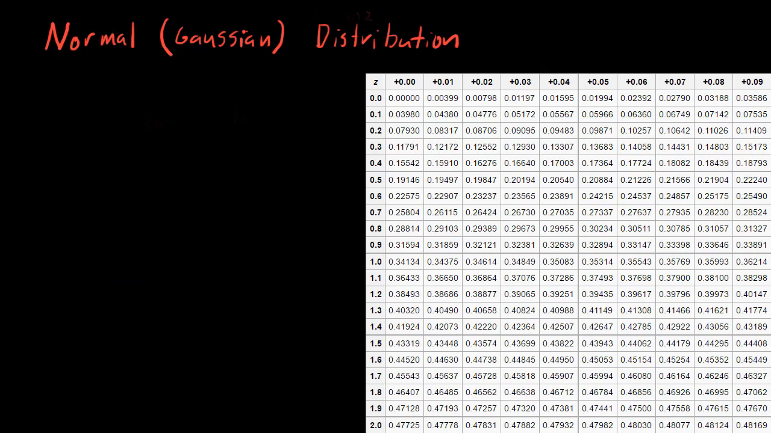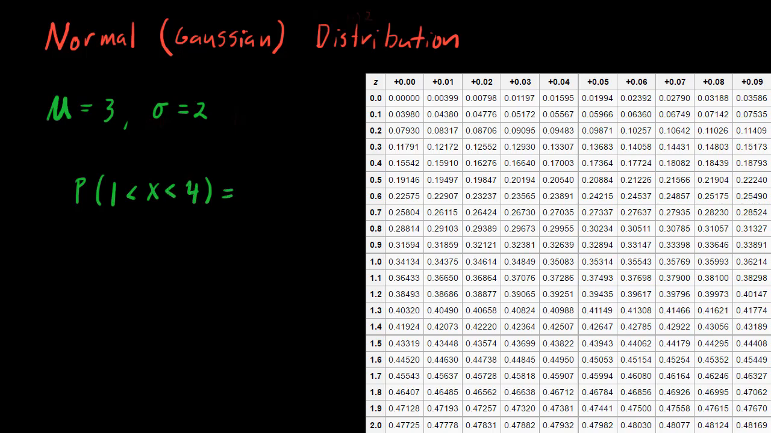So since this is pretty important, we're going to try a couple of different examples. So for our second example, we're going to use our mean is equal to 3, and our standard deviation is equal to 2. And then we're going to try to find the probability that our x value is between 1 and 4.